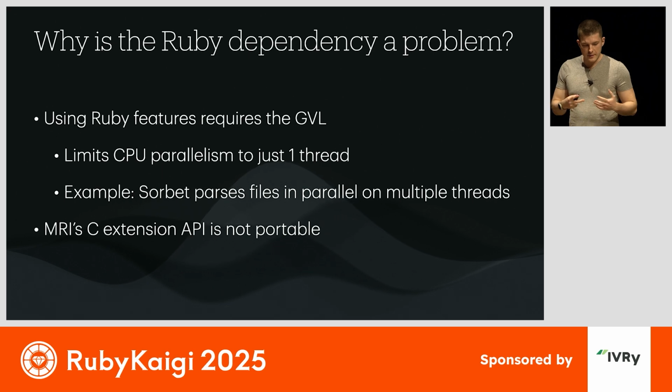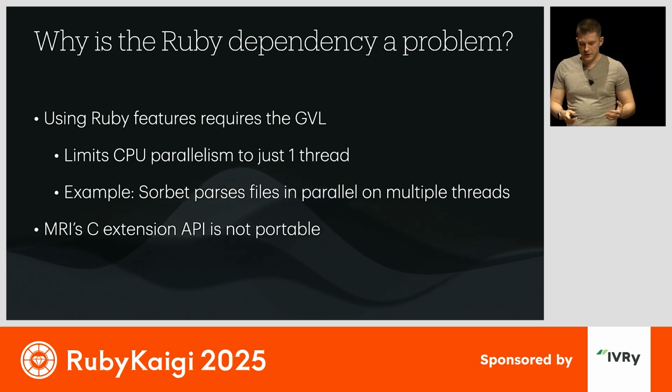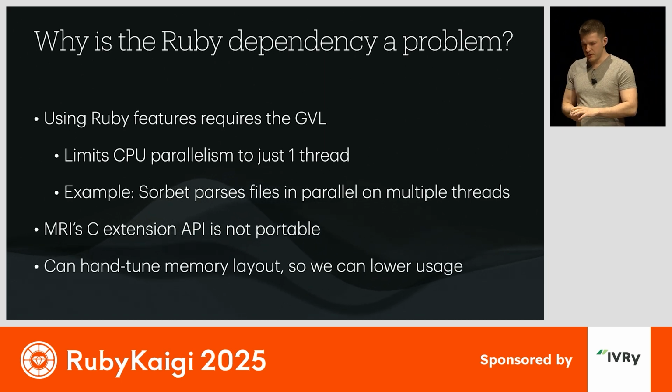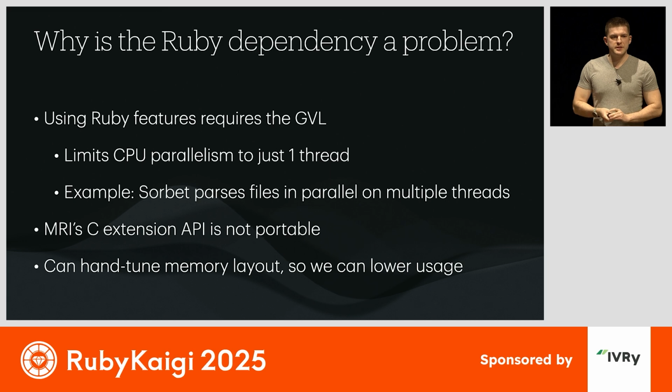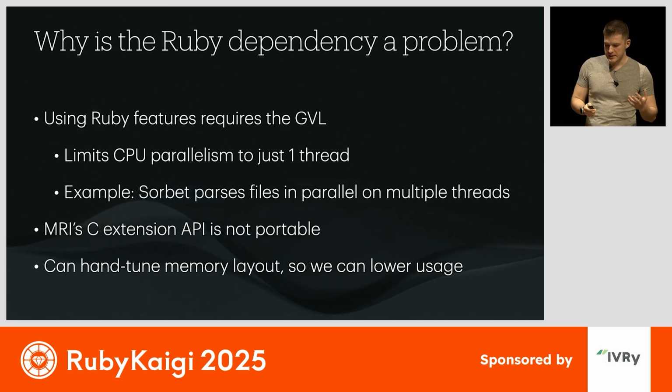Another thing to note is that, like I mentioned earlier, MRI's C extension API is not portable and would preclude alternative Ruby runtimes from being able to use the API. And lastly, there's also a peripheral benefit around performance, where with C code we have a bit more control over the memory layout of things, and we can tune things to use less memory and less CPU.